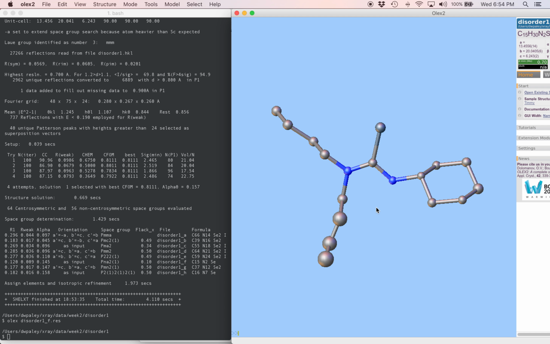This is a selenourea. It's from the Owen lab. It's kind of a cousin of the first molecule that we worked on. Okay, we're going to go ahead with this solution because obviously it looks fine. This must be the right space group.